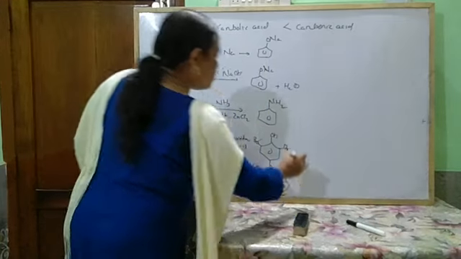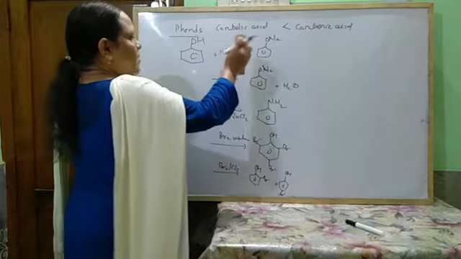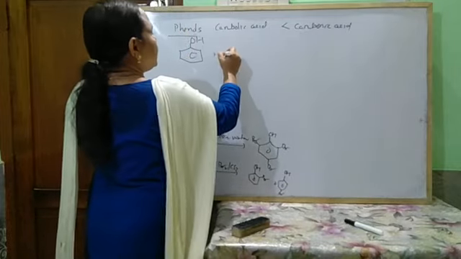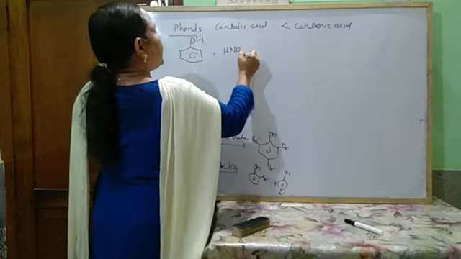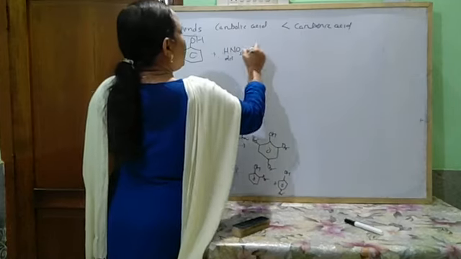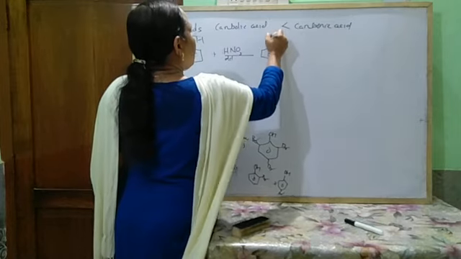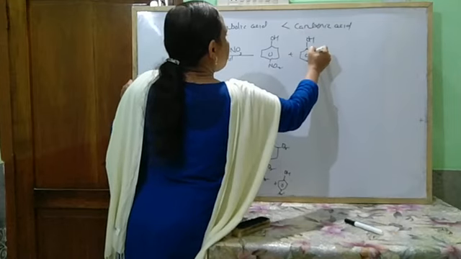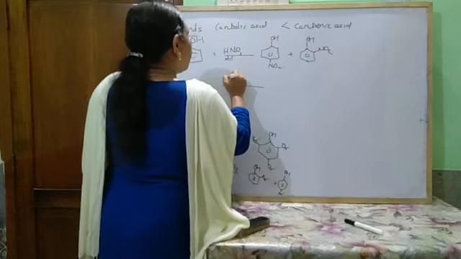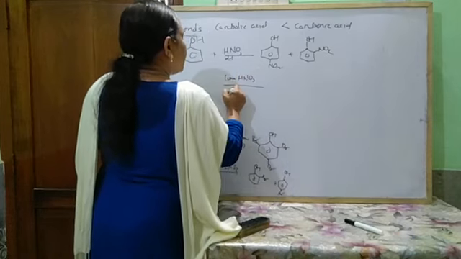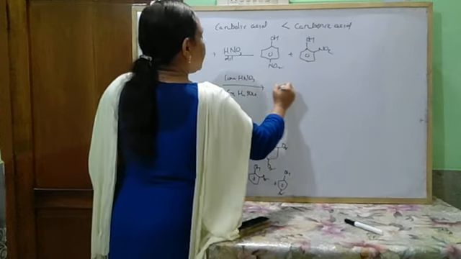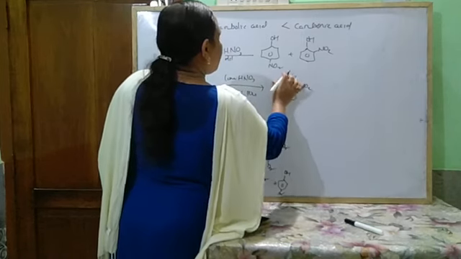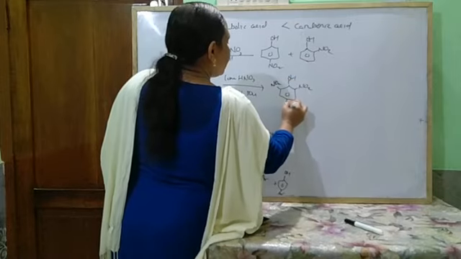Similarly, phenol reacts with dilute nitric acid to form ortho-nitrophenol and para-nitrophenol, where para is the more predominant product. But when treated with concentrated nitric acid in presence of concentrated sulfuric acid, it forms 2,4,6-trinitrophenol, also known as picric acid.